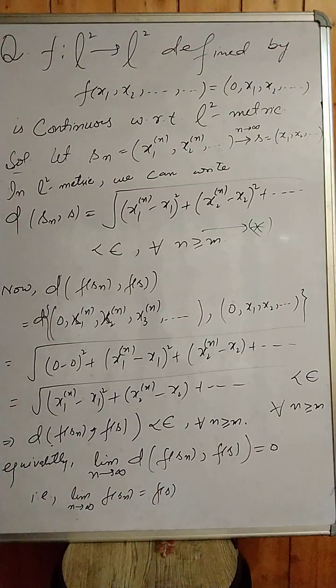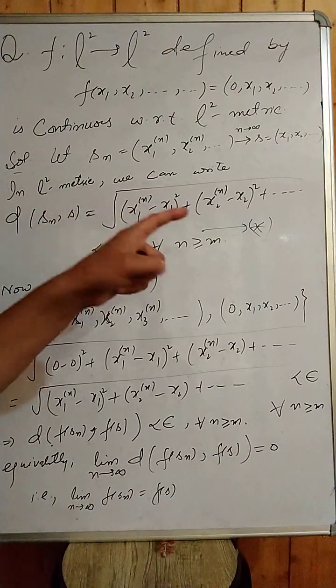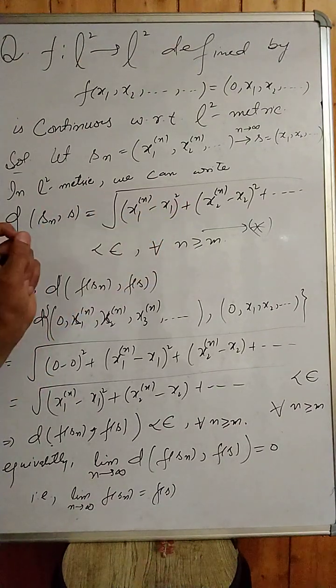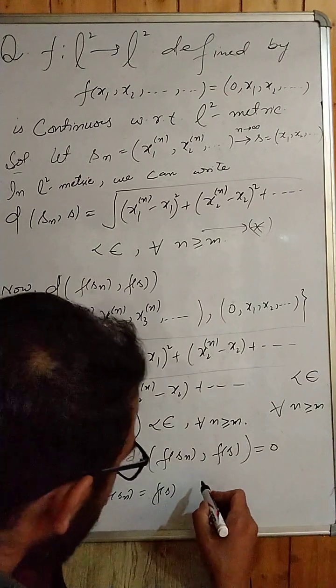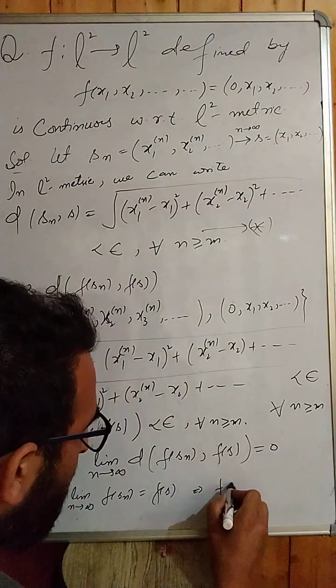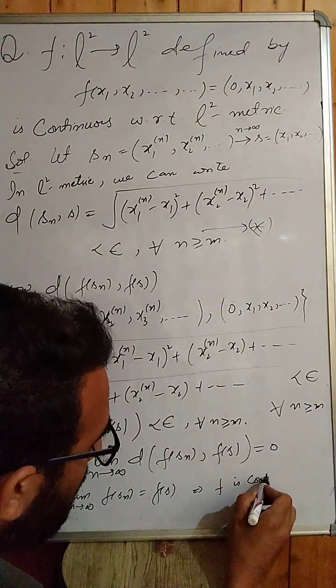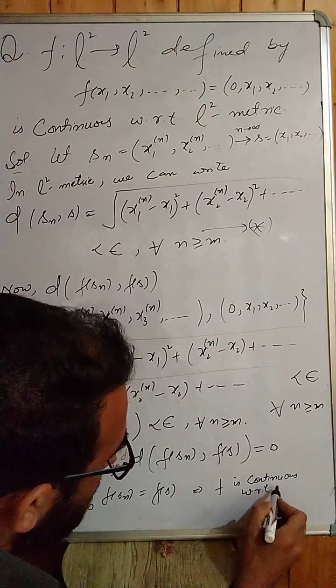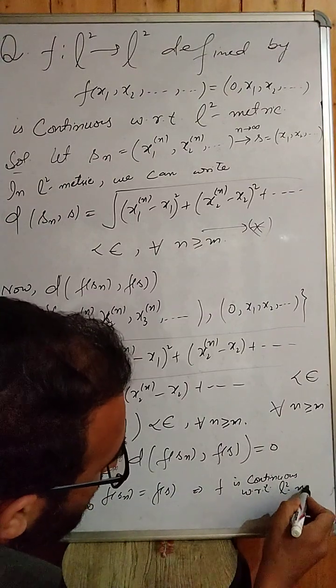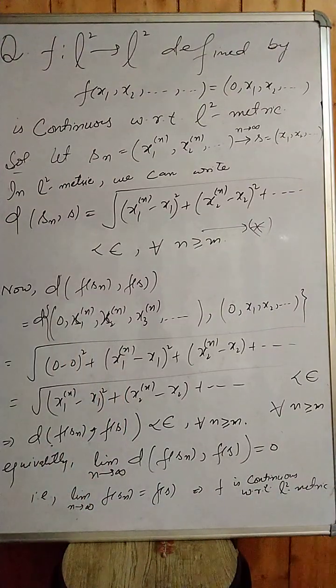corresponding to every sequence which converges to S, their images converge to f of S. That means f of Sn converges to f of S. And by the sequential approach of continuity, we can say that the given function f is continuous with respect to the L2 metric. This completes the proof of this question. Thank you.